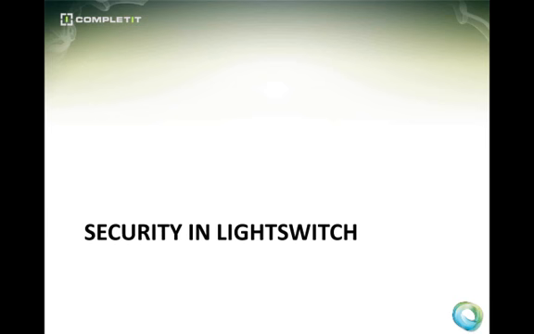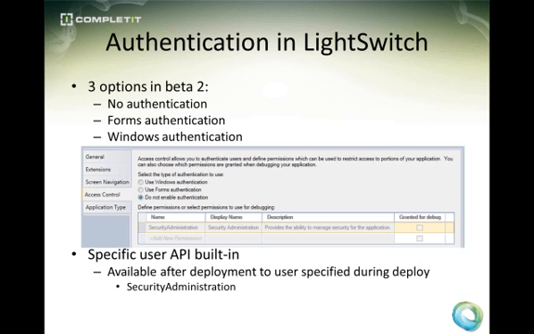And so I'm going to very quickly show you security. There is, like in all other applications, an authentication system and an authorization system. At this point in beta 2, and we are currently at beta 2 of LightSwitch, there are actually 3 options for you to do authentication: no authentication at all, Forms authentication, and Windows authentication. In the properties, you can simply select the type of authentication you want.